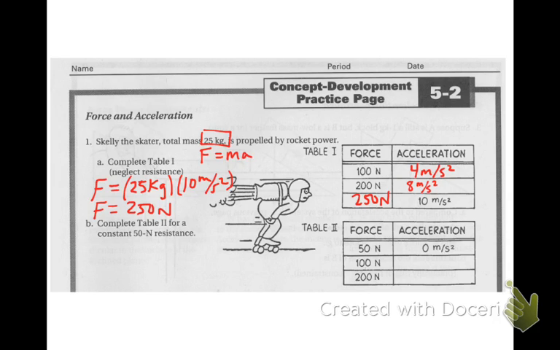Next question, it says complete table 2 for a constant 50 newton resistance. So if we have a force moving to the right with 50 newtons, and somebody is pulling or resisting that force with the same amount of force, 50 newtons, think of it like a tug-of-war. Are you going to go anywhere? Is this little dot going to move anywhere? No. So our acceleration is 0 meters per second squared.